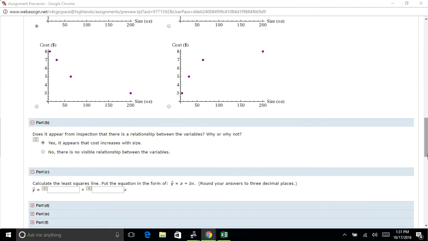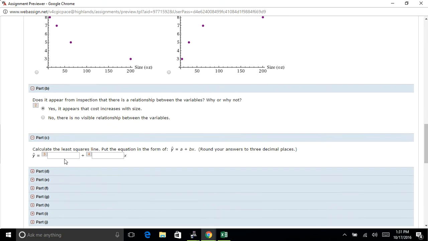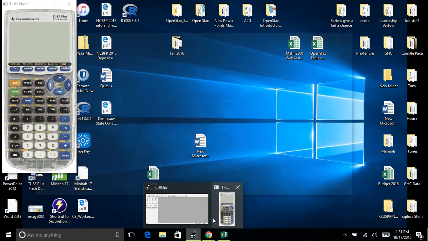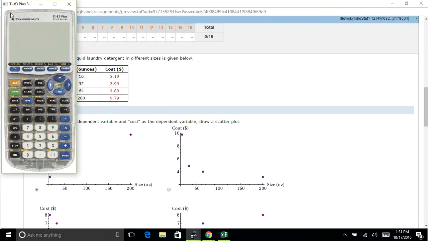So here, calculate the least squares line. All right, so here we go. We're going to put our stuff into our calculator. So let me bring up my calculator. All right, there it is. And I'm going to bring it over here. For some reason, it's not moving, so we'll just put it here. So we're going to do stat, enter, and then L1 again is going to be the sizes because it's the X. So it's 16, 32, 64, 200.